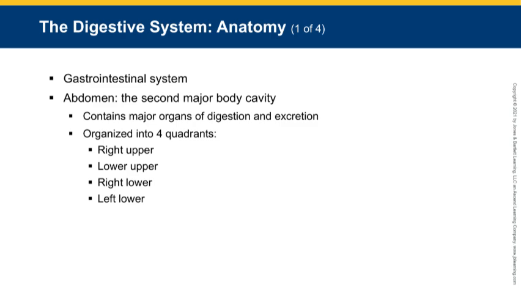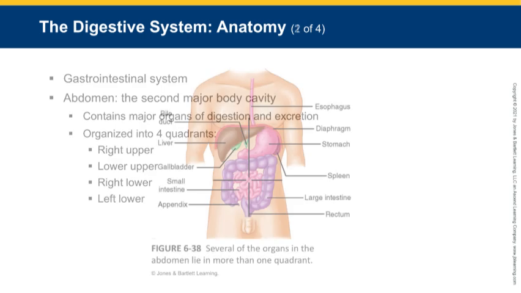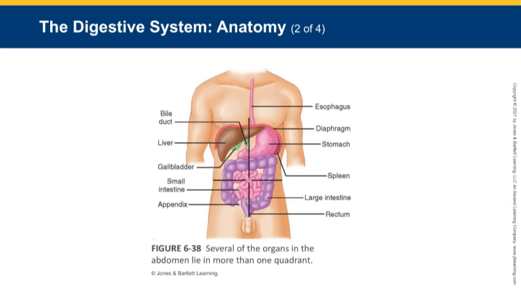The digestive system is located in the abdomen, the second major body cavity, and contains major organs of digestion and excretion. It is organized into 4 quadrants: right upper, right lower, and left lower. Several organs in the abdomen lie in more than one quadrant, including the liver, stomach, and intestines.